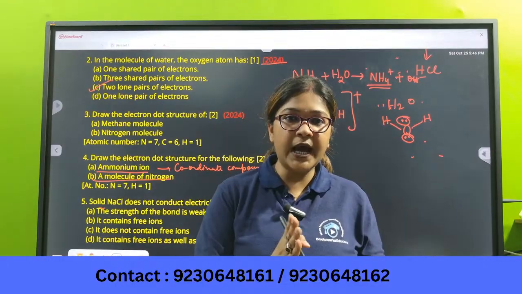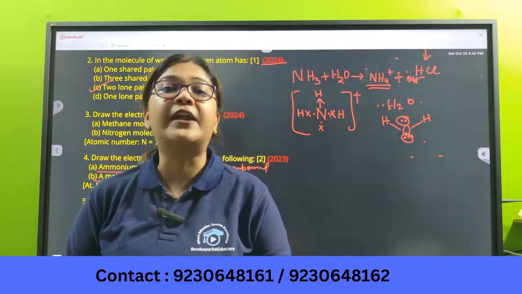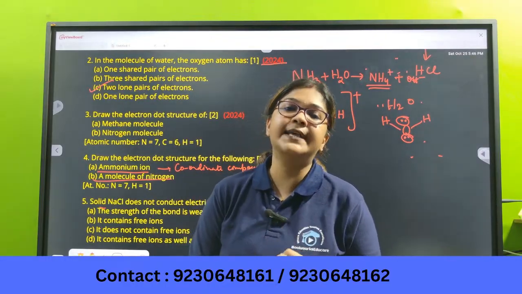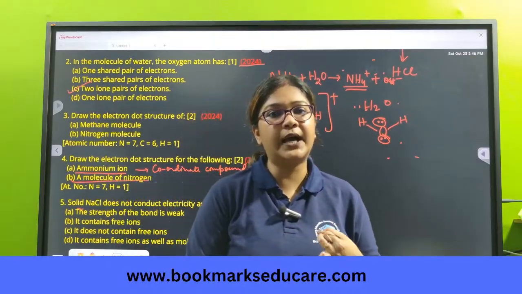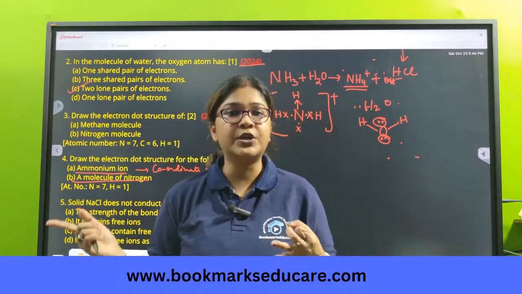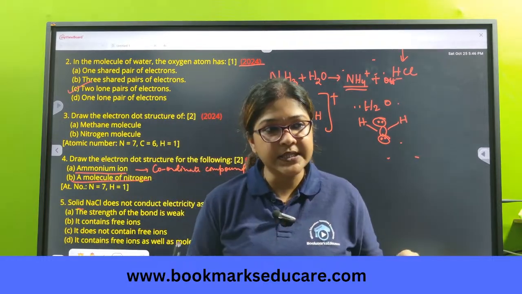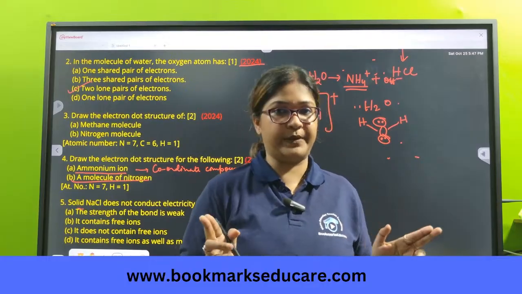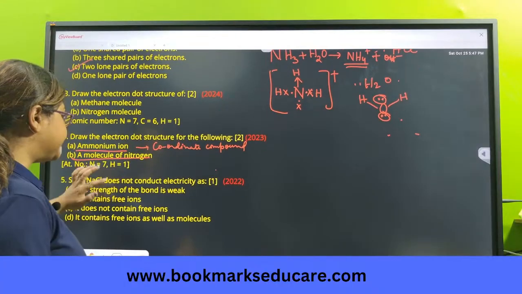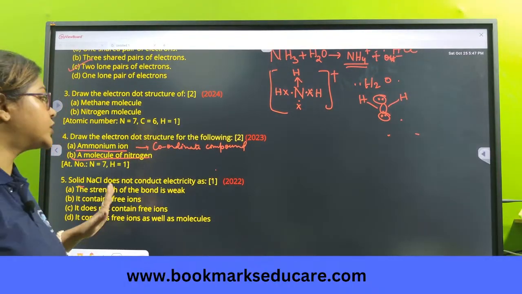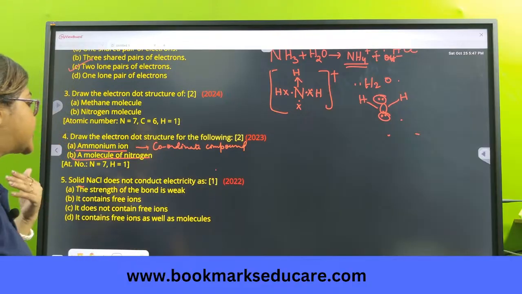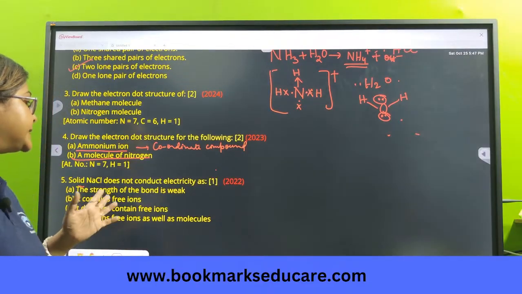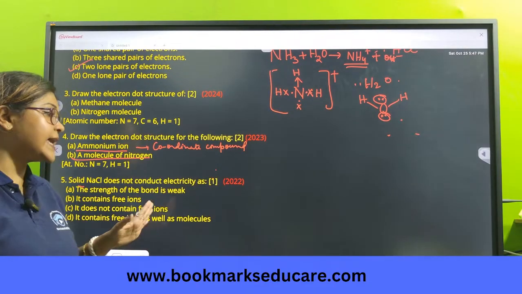So ammonia, ammonium ion and nitrogen are very confusing. Please be very careful, okay? Nitrogen has a triple covalent bond, ammonia has 3 single covalent bonds, whereas ammonium ion is totally different. It is an example of a coordinate compound. Next is: solid NaCl does not conduct electricity as the strength of the bond is weak, it contains free ions, it does not contain free ions, it contains free ions as well as molecules.